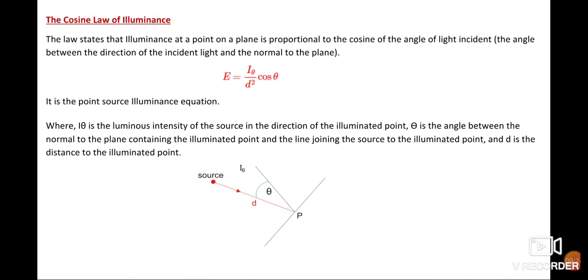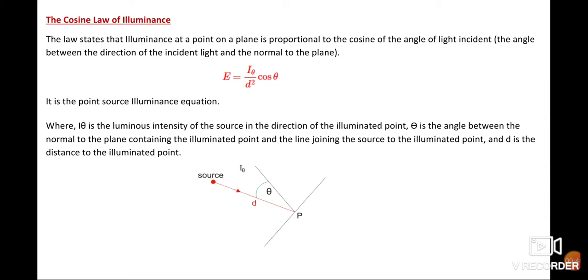Next is the cosine law of illuminance. The law states that illuminance at a point on a plane is proportional to the cosine of the angle of light incident, that is the angle between the direction of the incident light and the normal to the plane, equal to I theta divided by d squared, times cos theta.